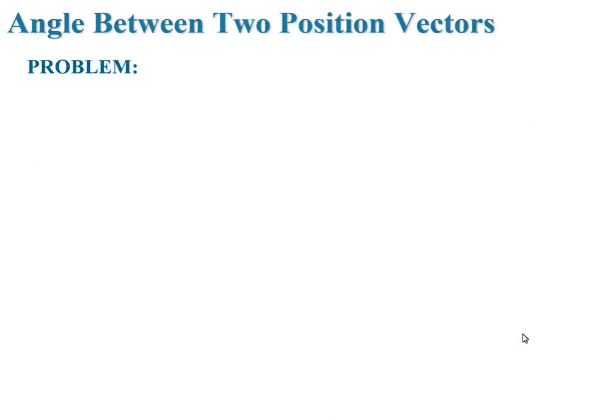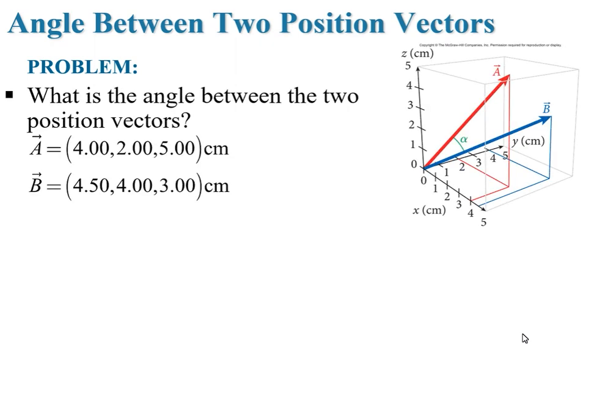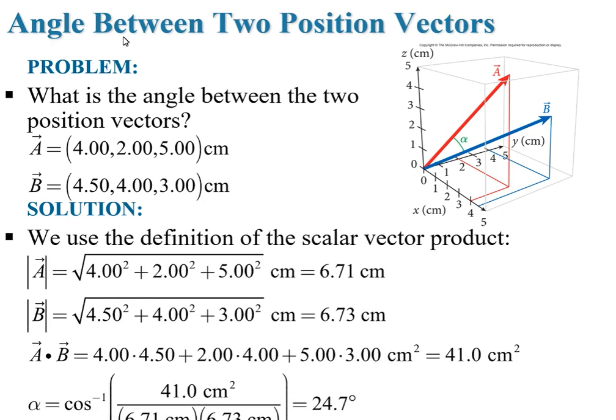Angle between two position vectors. What is the angle between the two position vectors? Our vector A has coordinates 4, 2 and 5. Our vector B is 4.5, 4 and 3. What is being asked is the angle between them. So we use the definition of the scalar vector product.